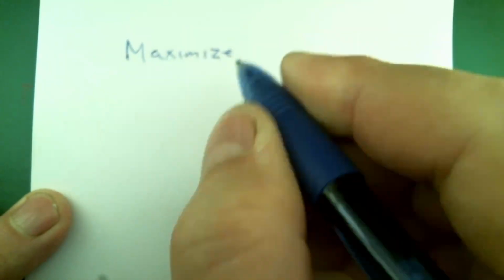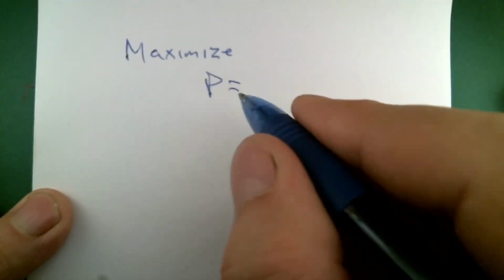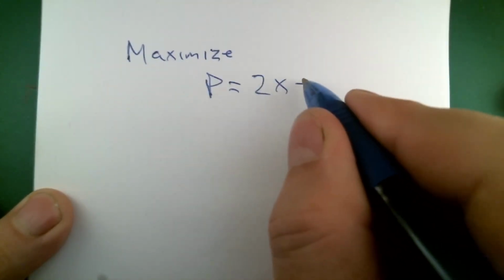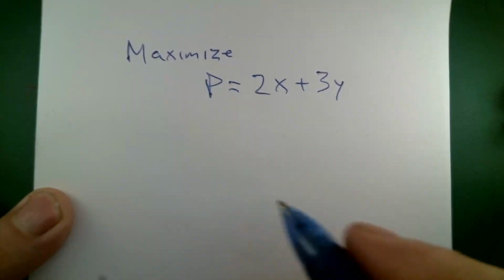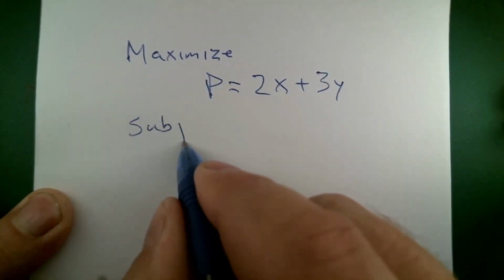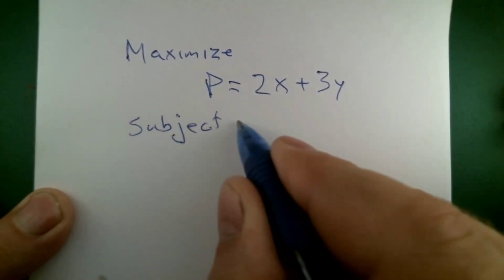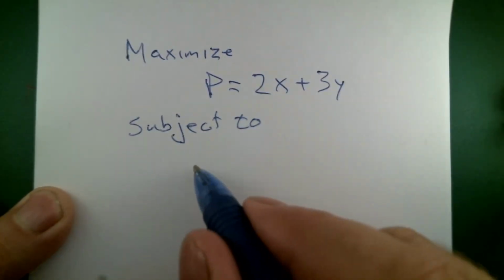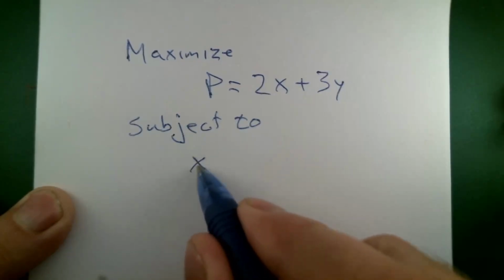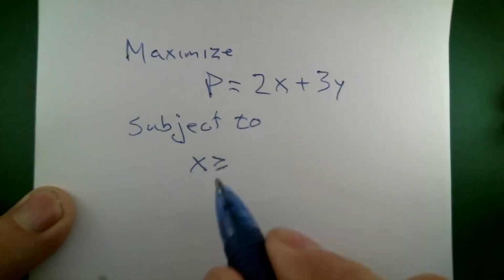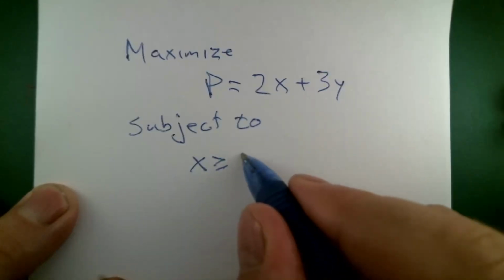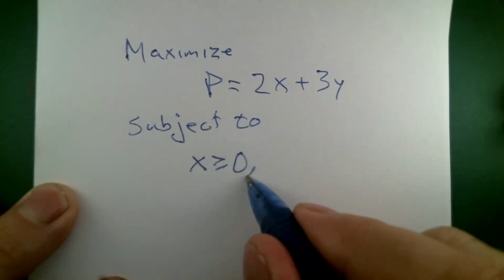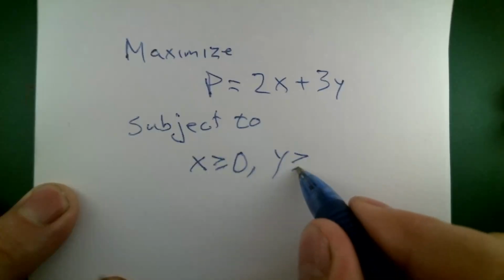So we're going to maximize P, which is equal to 2x plus 3y, subject to, well, there's actually 3 constraints. It doesn't make sense for the dealer or the distributor to send me a negative number of cars. So X is greater than or equal to 0 and Y is greater than or equal to 0.